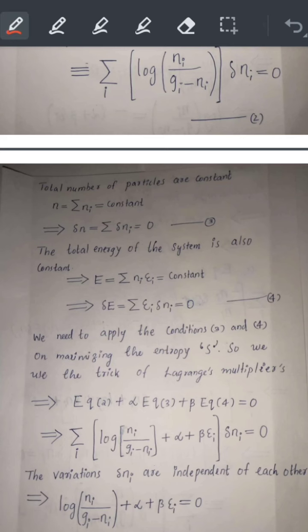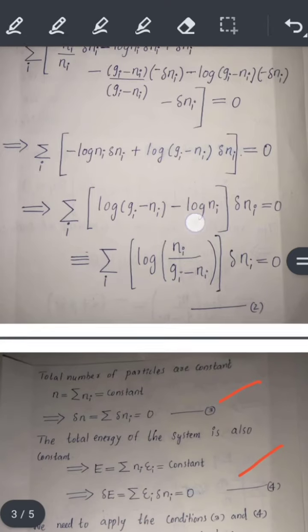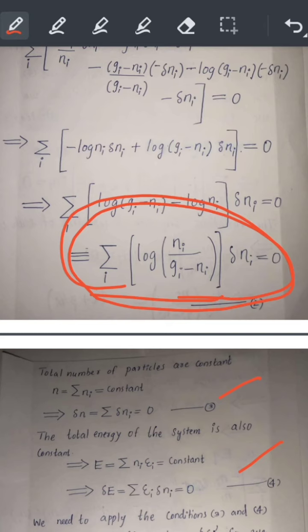So in fact we have two more conditions, condition 3 and condition 4, for maximizing the entropy, kb log omega. That is, we want the maximum of this equation, and the maximum should obey condition 3 and condition 4. So for that we use the trick of Lagrange multipliers. The trick of Lagrange multipliers is actually very simple.